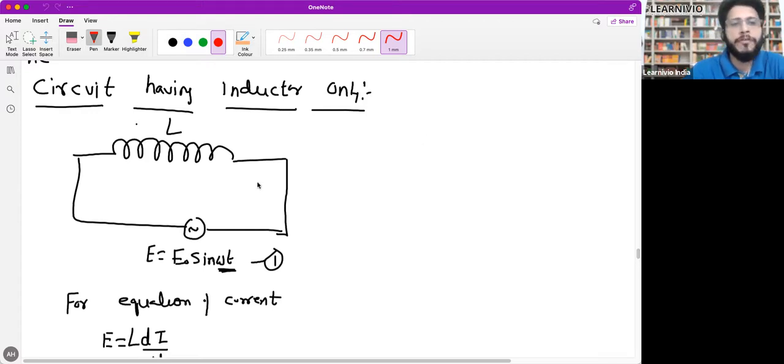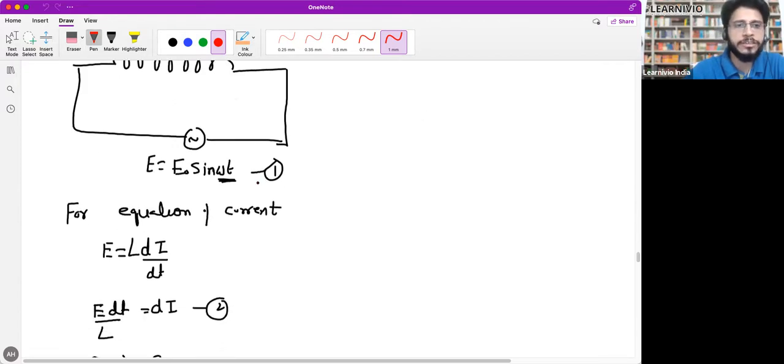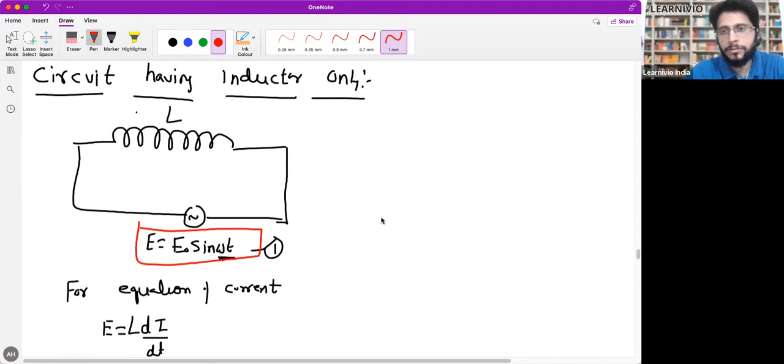So we did a circuit having inductor only. In this circuit of inductor, this is EMF E0 sin omega t. Nazira, do you remember what was the phase difference between EMF and current in this circuit? Yes. What was the phase difference?